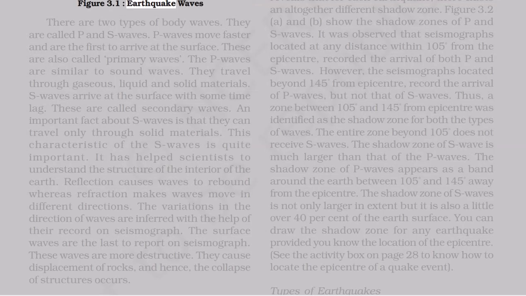Figure 3.1, Earthquake waves. There are two types of body waves. They are called P and S waves. P waves move faster and are the first to arrive at the surface. These are also called primary waves. The P waves are similar to sound waves. They travel through gaseous, liquid and solid materials.